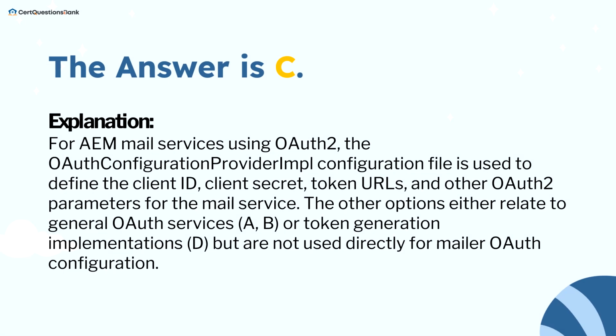The answer is C. For AEM mail services using OAuth 2, the OAuth configuration provider impl configuration file is used to define the client ID, client secret, token URLs, and other OAuth 2 parameters for the mail service. The other options either relate to general OAuth services, A and B, or token generation implementations, D, but are not used directly for mailer OAuth configuration.